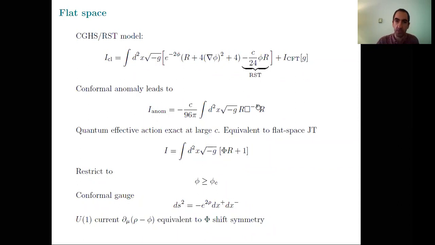And via this equivalence to flat space JT, you can sort of see that happening. This U(1) current given by d_mu (rho minus phi) is equivalent to the shift symmetry in this dilaton phi. So if you have the shift symmetry, you'd better have a U(1) current. And so this model can only be dual to the full RST plus anomaly term and not the CGHS plus anomaly term, because that one doesn't have a U(1) current.